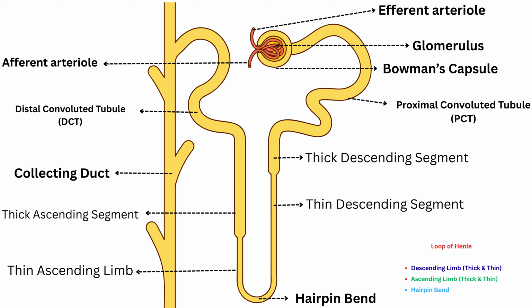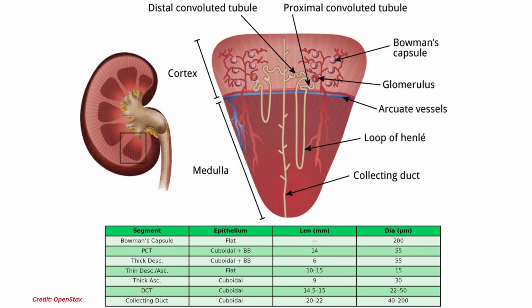The next one is the ascending limb. The ascending limb also has two parts, the thin ascending segment and the thick ascending segment. Let's see the thin ascending segment. It is a direct continuation of the hairpin bend. It is lined by flattened epithelial cells without a brush border.